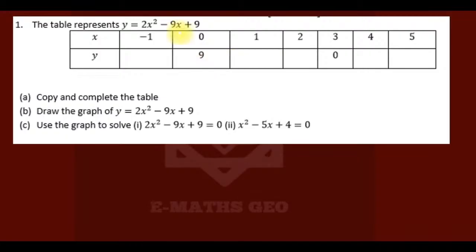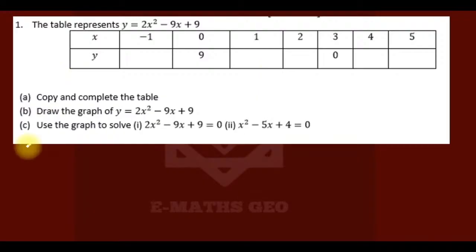Like, as you can see, when x is 0, y is 9, so it's correct. For the other one, if you test, you still get 0. To avoid wasting our time, I'll just solve for minus 1 and 1, and then paste the complete table, the remaining three, so that I can move to the graph.